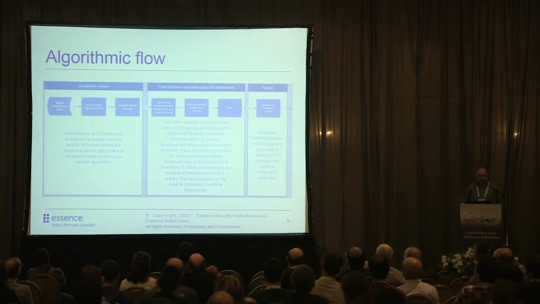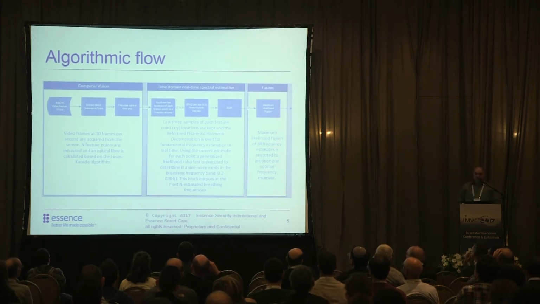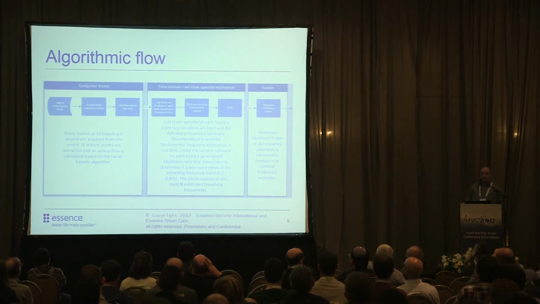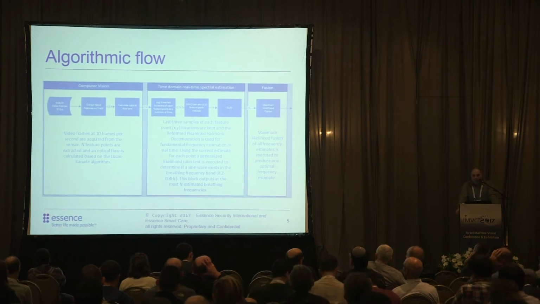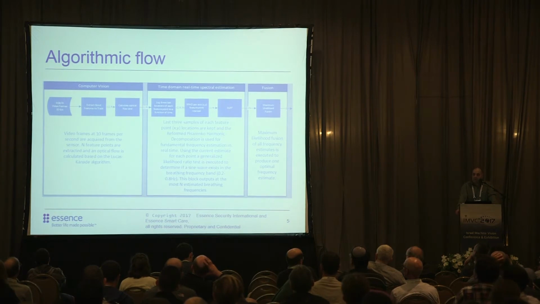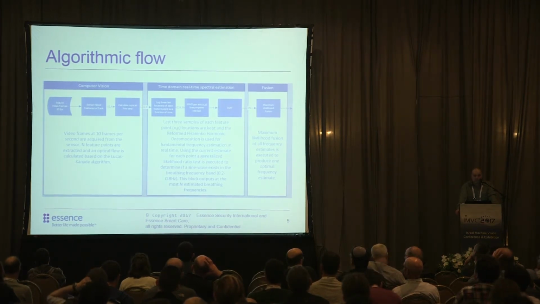This is the high-level algorithmic flow. I divided it into three main layers. One is the computer vision layer, in which video frames of, say, 10 frames per second are extracted and streamed. On top of that, we have the optical flow done on points extracted from the frames.